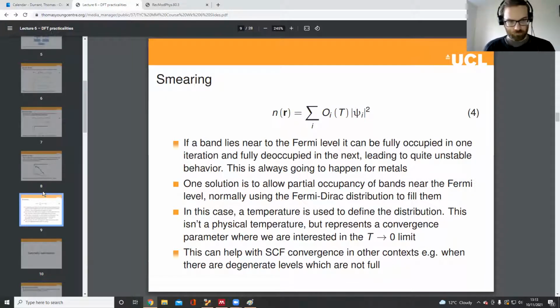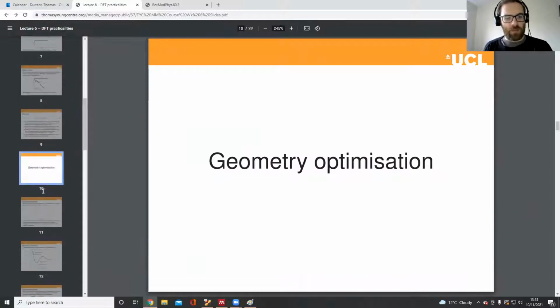But especially these density mixing algorithms, there are always a few parameters that you can fiddle around with and try and get convergence. Normally things like making the history longer so it takes more densities in, and telling it to put less of the new density into the new density are normally parameters that control that. Once we've succeeded in converging the electron density, then we can do a geometry optimization on top of that.